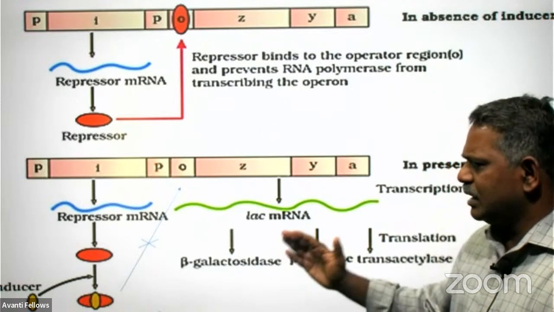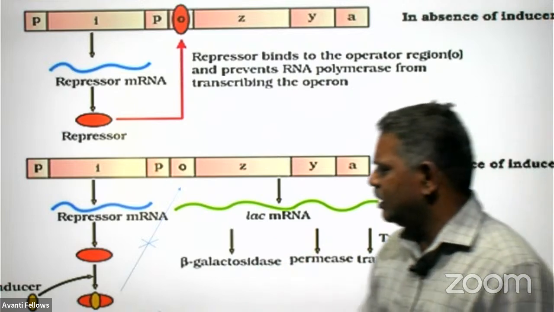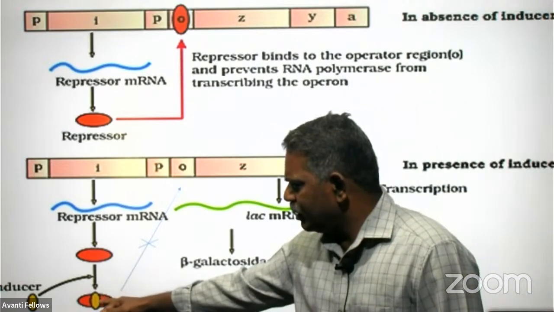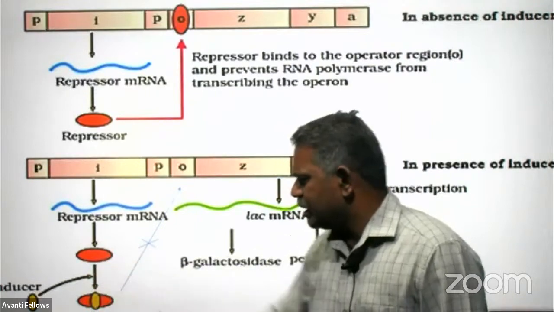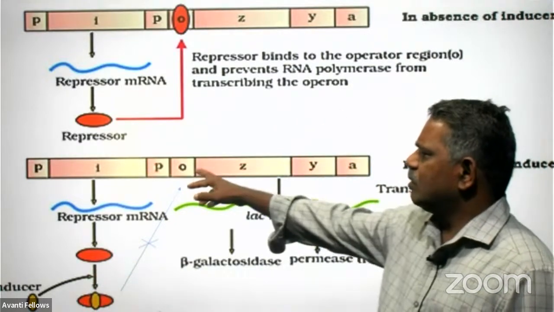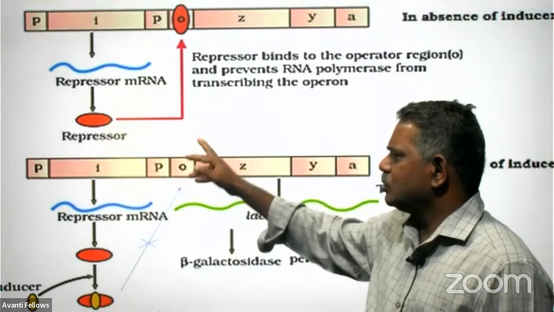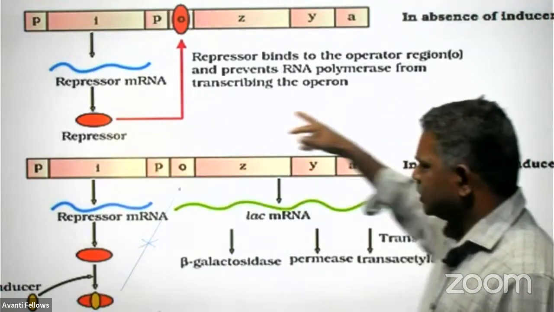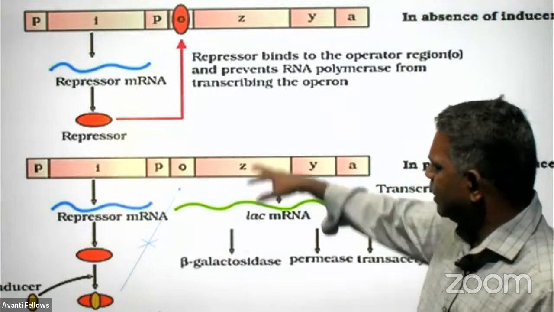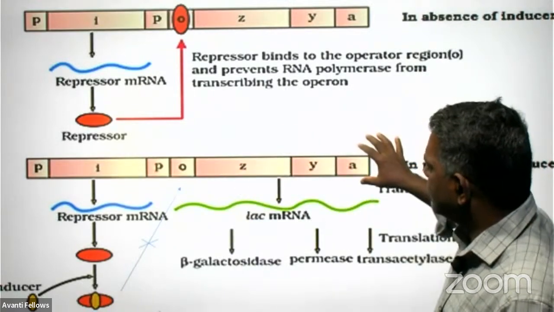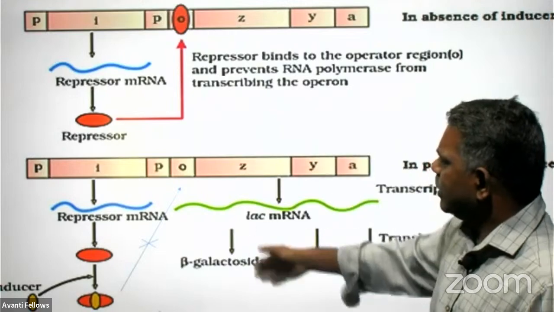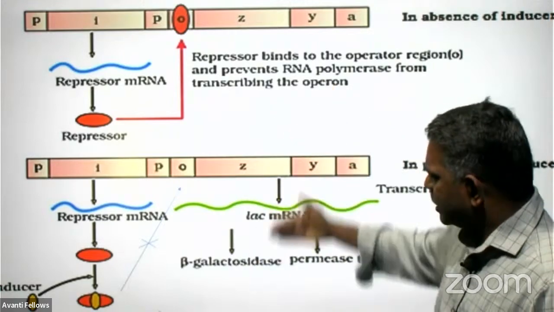Whenever lactose enters the body of the E. coli, it will bind to the repressor and make it inactive, so that it never binds to the operator, so that the operator puts the switch on, and the entire structure starts functioning. And finally, what happened? It induced all the structural genes, and the Z, Y, A genes start expressing what?